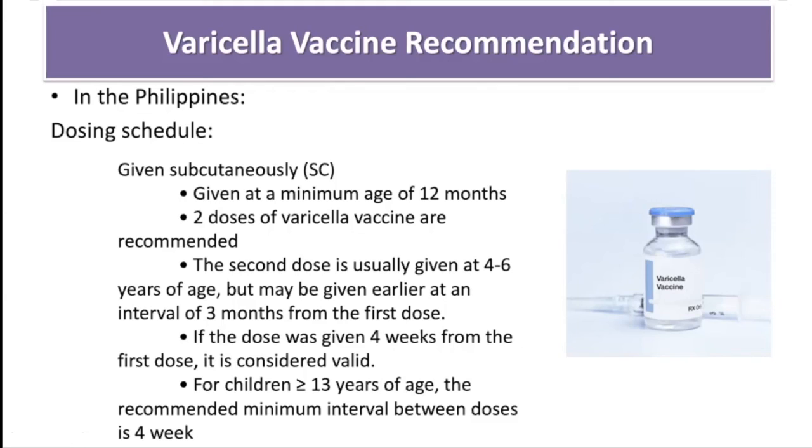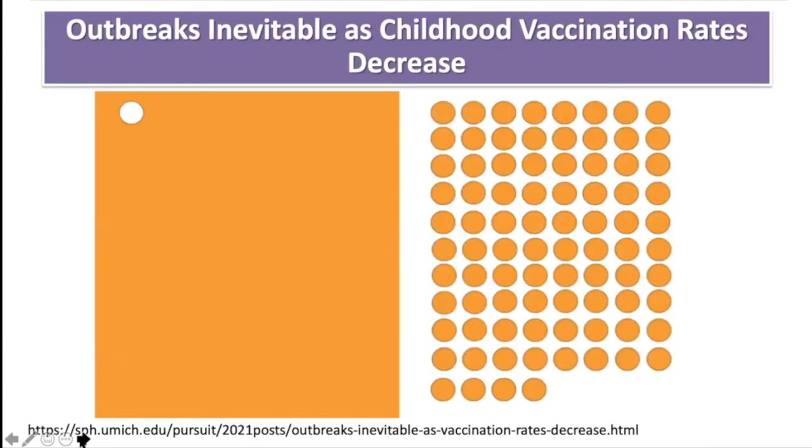For those children more than 13 years of age, it is also recommended to give 2 doses with a minimum of 4 weeks. Last look. So I'd like to remind you again and again that outbreaks are inevitable as childhood vaccination decreases. So that's why, I keep on mentioning this, it's our responsibility now.